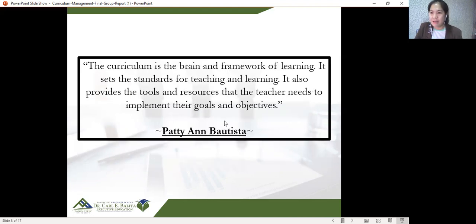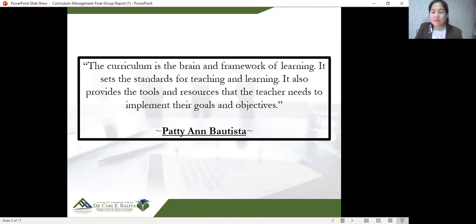Next, my key takeaway is that curriculum is the brain and framework of learning. Framework meaning this is the foundation. This is where we're going to align everything that we're going to do. Part of the foundation is we must have direct goals and objectives. In teaching, lagi nila sinasabi na what is our philosophy in teaching? It is just like we're putting that philosophy into a plan, and the plan is considered as a curriculum.